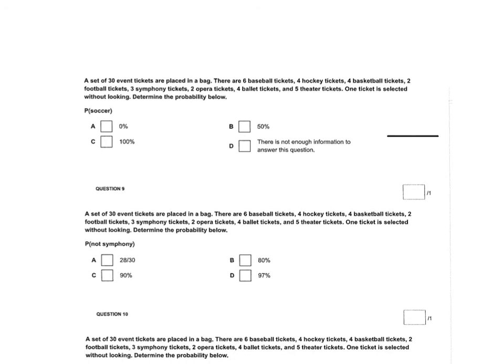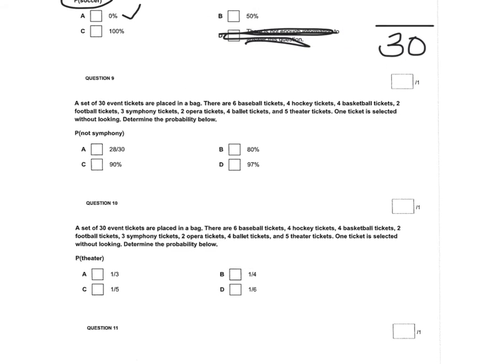The same question, out of 30, what's the probability of landing on soccer? They had how many soccer tickets? I don't think they had any. 6 baseball, 4 hockey, 4 basketball, 2 football, 3 symphony, 2 opera, and 4 ballet, 5 theater. There is no soccer. So it's not that there's not enough information, it's that there is 0% probability.